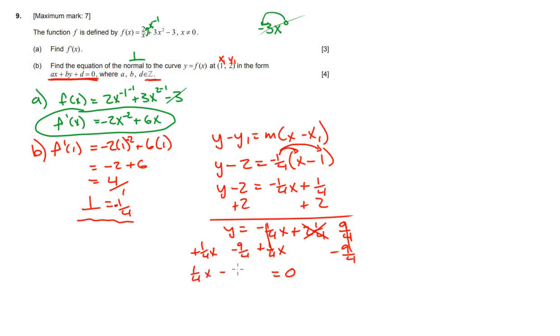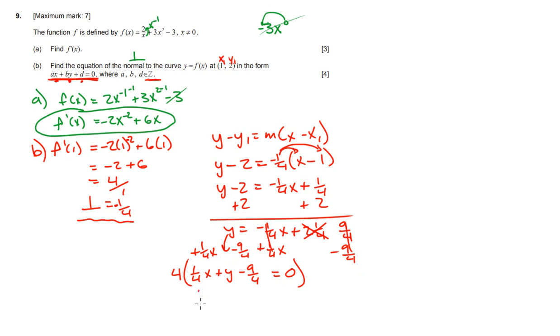minus 9/4. Oops, I forgot to include this y here, so 1/4 x plus y minus 9/4, because this tells us right here we got the x, the y, and then the constant. Okay, x, y, constant. We cannot have fractions, so we have to get rid of all those. So the easiest way to do this is multiply everything by 4.